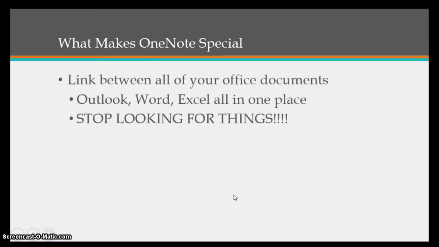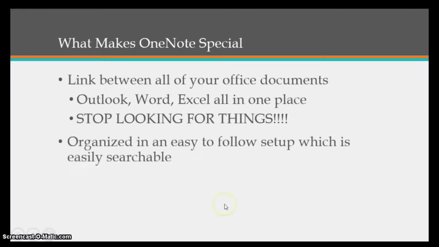What makes OneNote special? Well, it's a link between all of your Office documents. Outlook, Word, Excel, everything in one place. You can write next to it, you can have a chart from Excel, you can have a Word document right next to it explaining what's in it. You can just plain stop looking for all the things that you have within your shared drive. It's organized in an easy to follow setup, which is easily searchable. Emphasis on searchable. I found this pretty helpful when it comes to remembering the stuff I have to do.